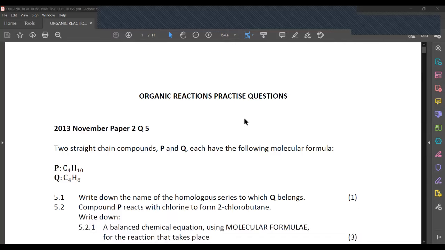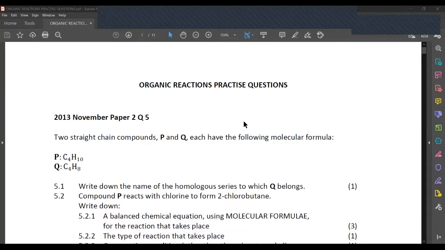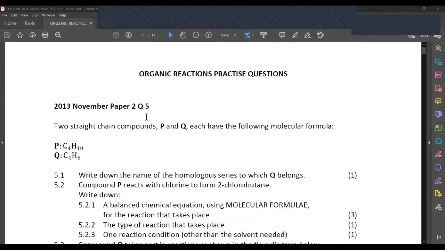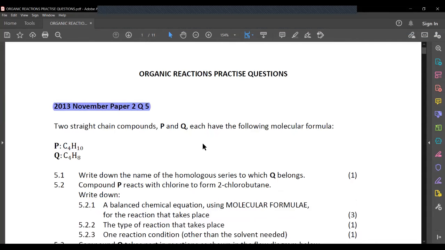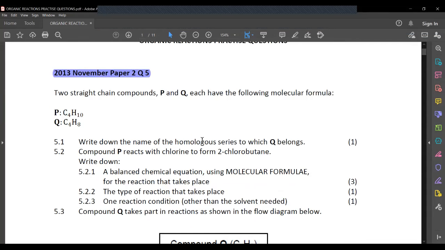Let's go to questions. Okay, I'm ready. Here's my first question, 2013 November paper 2, question 5. I sent this on the WhatsApp groups. Those that have my number, I asked you to contact me. I'm going to start with this question very quickly and move on as far as I can, so that all of us are covered in what we are doing.